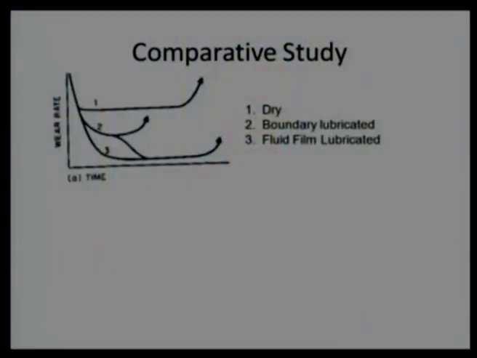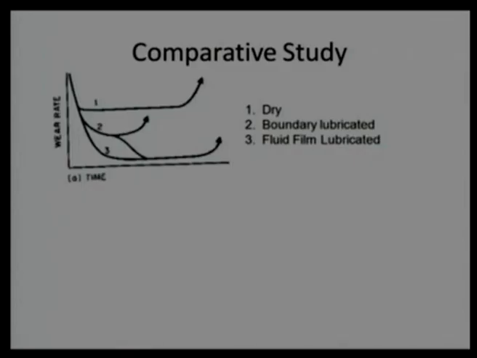There is a comparative study between these three kinds of lubrication mechanisms. First, dry, or zero lubrication, or say whatever naturally formed layer is on the surface. Second, boundary lubrication, which we are studying in this lecture, and third, which we will be discussing maybe in the next lecture, fluid film lubrication.